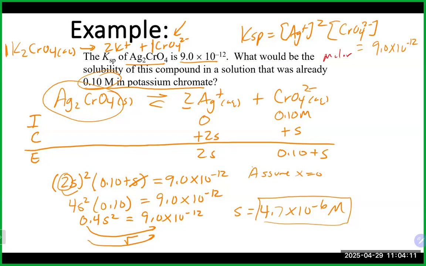If we wanted grams per liter, we would then get the molar mass of it and use that. By the way, if I wanted the silver's concentration at equilibrium, it is 2s, so I would need to take that number and multiply it by 2. Just like if I wanted chromate's at equilibrium, I need to take 0.1 plus that, which would actually still be 0.1 very much, but that would be how you would get those guys if you needed to.